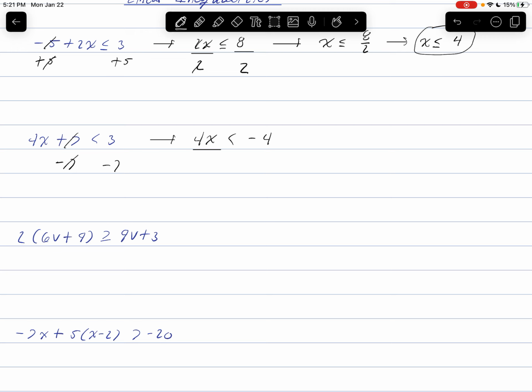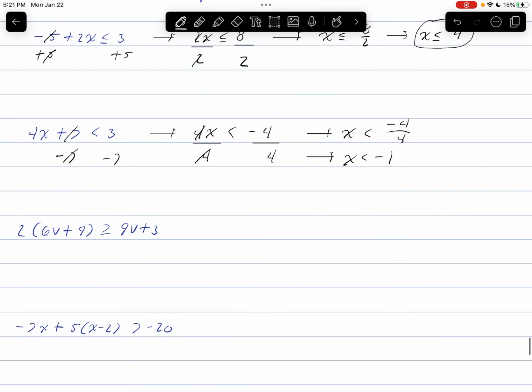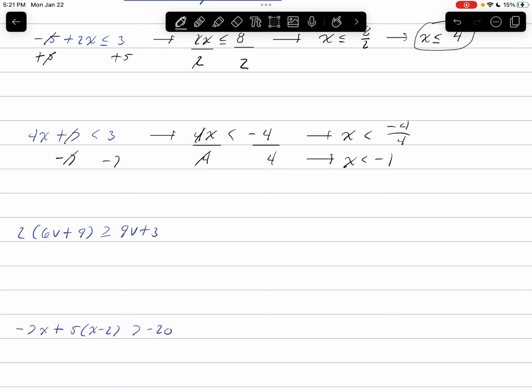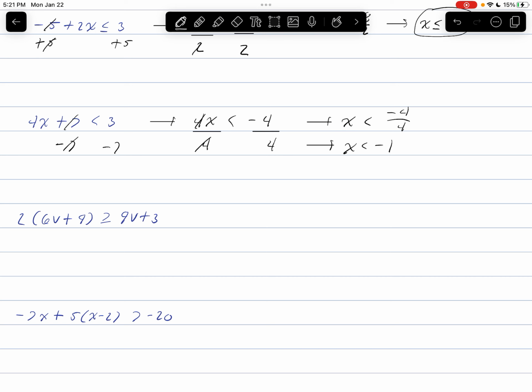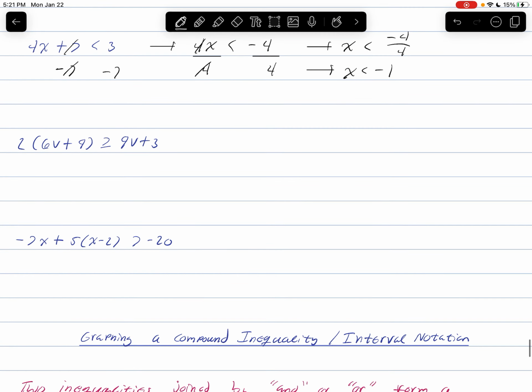And from here, we can divide both sides by 4. And since we're dividing by a positive number, we can cross this 4 out, and we don't have to change the direction of the inequality. So this becomes x is strictly less than negative 4 over 4, which gives us x is strictly less than negative 1. Okay, so what you can see here is we don't change the direction of the inequality unless we're dividing by a negative number. It's not if we have a negative number involved, it's only if we're dividing by a negative number. So let's look at this one.